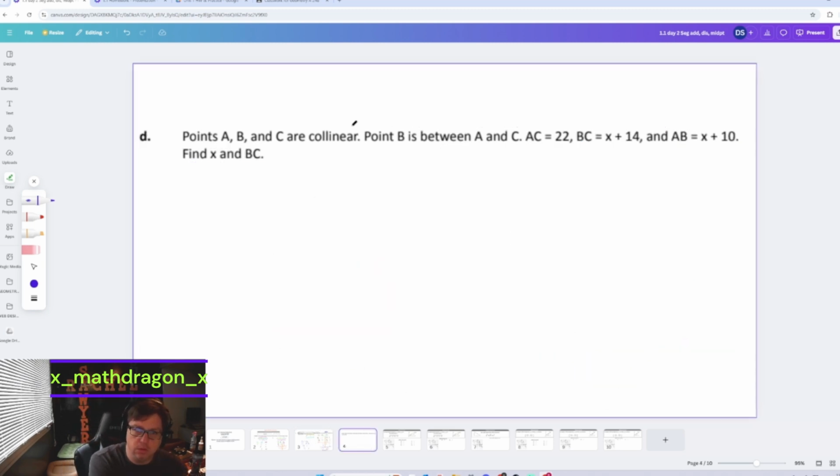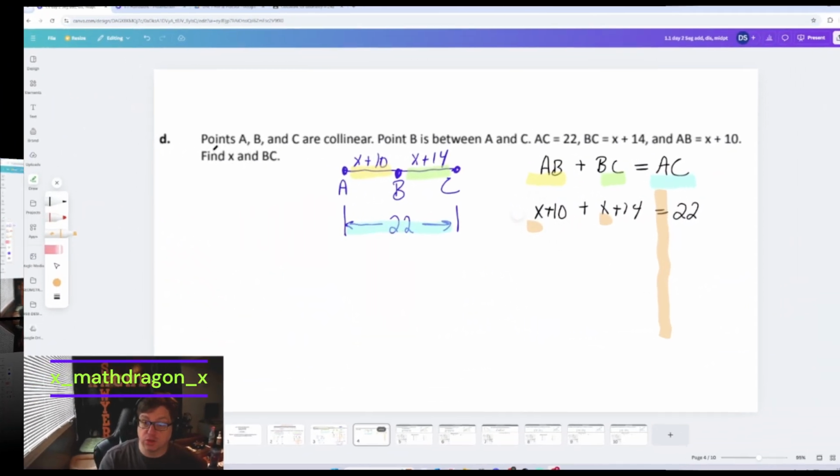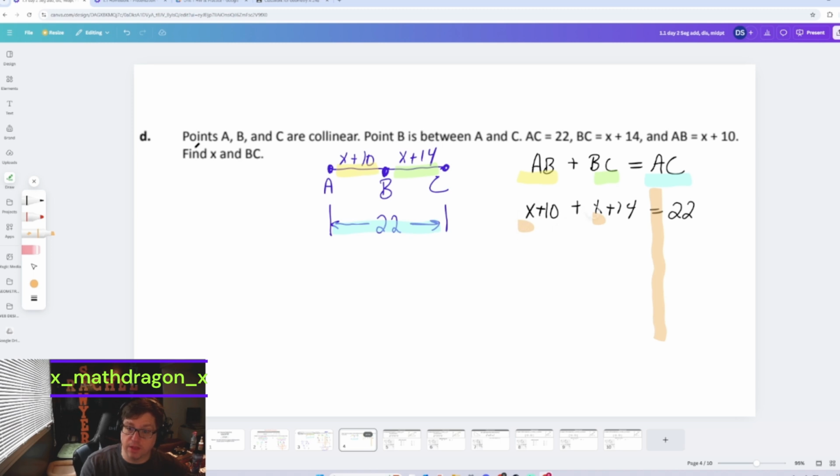Okay, this one, pause, try it on your own. I'm going to try a time lapse where I just present the problem. So we'll see how this works. Here's our situation where the x's are on the same side. So hopefully you got to here for the setup.